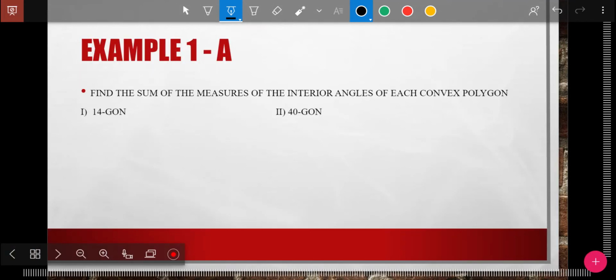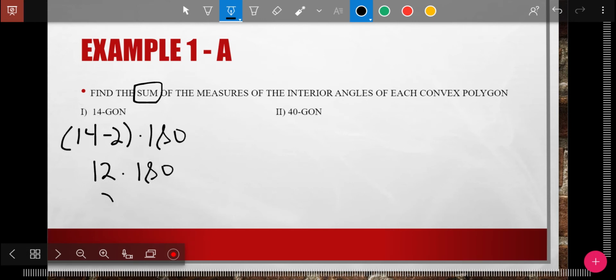All right. So now we have a 14-gon. Now, when I read this question, it's very important. I see the word sum. I want to highlight that better. All right. I see the word sum. So find the sum. That means total. So total just means I do 14 minus 2 times 180. It's 12 times 180, which is 2160.